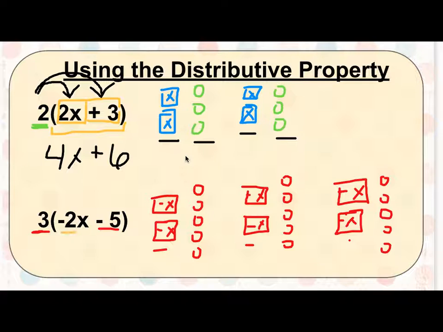If I think about the terms that are inside of those parentheses, and I distribute that 3 times the negative 2x, if I have 3 negative 2x's, I'm going to have negative 6x. 3 times the negative 2 gives me negative 6. And 3 times a negative 5 gives me negative 15, or negative 15 chips. And I can write that like that. So negative 6x minus the 15, and that works.